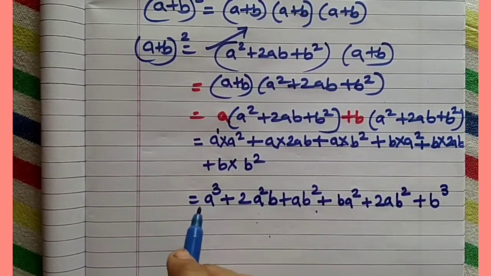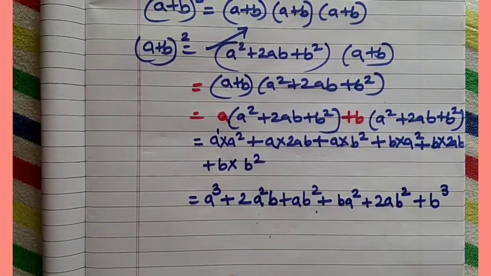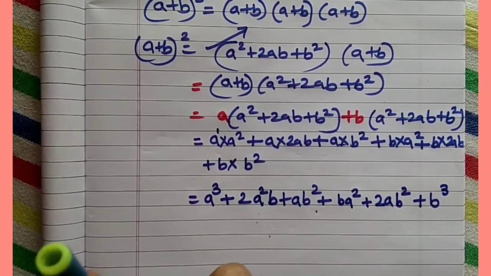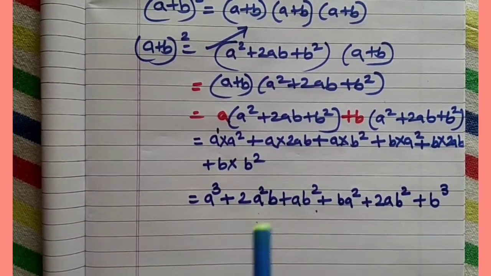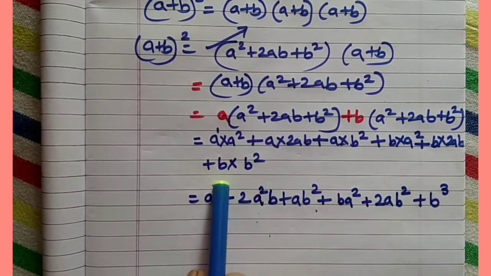Now let us see what the like terms are. Like terms means the variables should be the same and the index of the variable should also be the same. Variable means a or b in this case, and the index of the variable is the top number that we have written, the index.